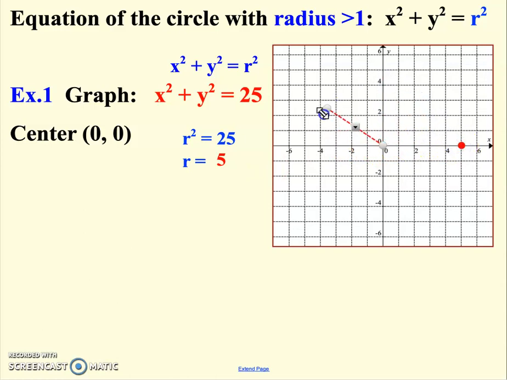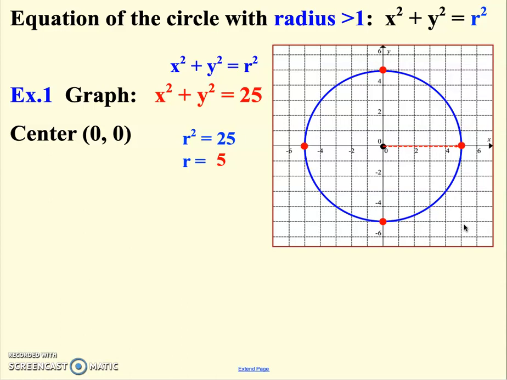So work your way around, hit all these spots, plot some points, draw your circle. So I'm going radius 5 in every direction, and then my circle. I'd say of all the graphs you guys have looked at and worked with, circles are probably the easiest. Visually very easy to figure out, very easy to draw.